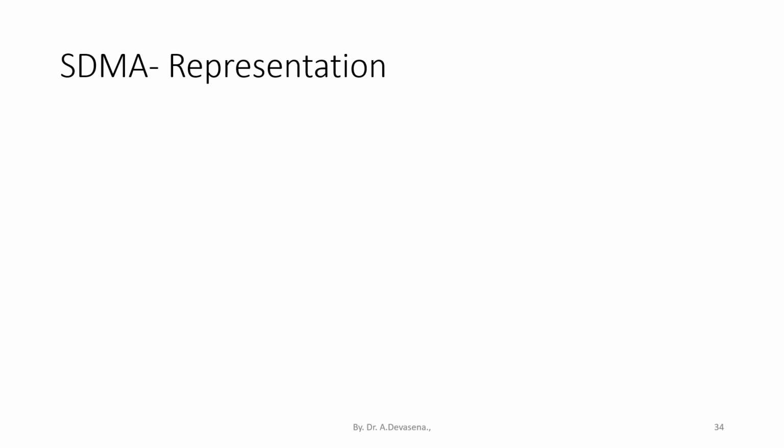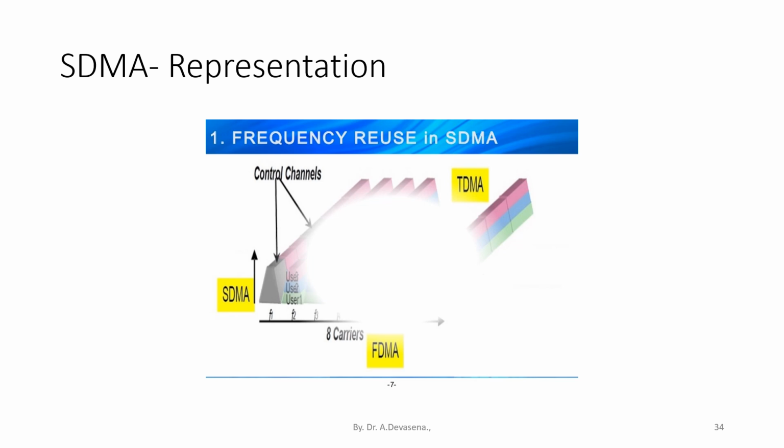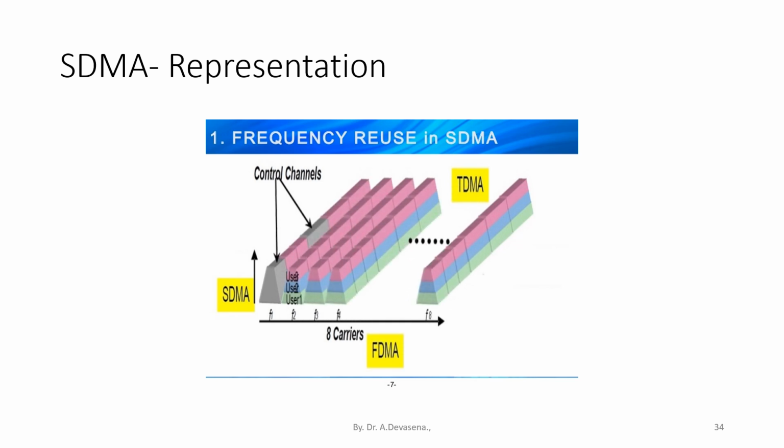SDMA representation with the help of a small diagram. Here we are having SDMA, FDMA, TDMA. The SDMA technique allows frequency reuse. This frequency reuse is not possible in TDMA and FDMA. And this is indicated here.